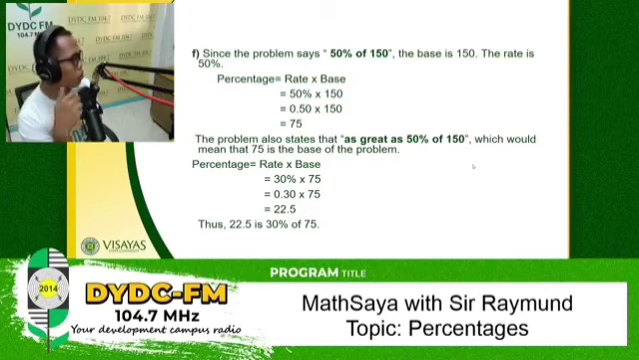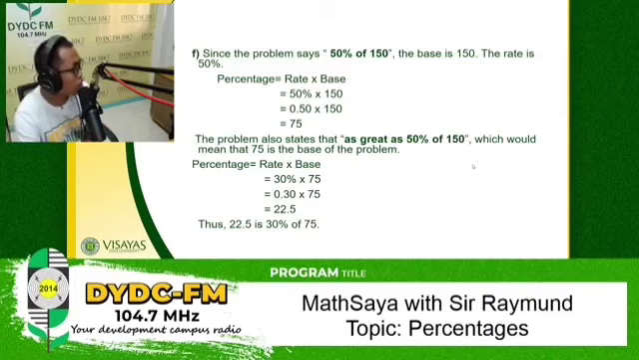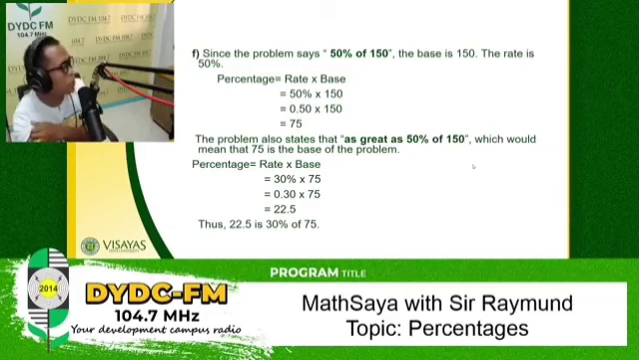Okay? So the problem also states that there is a follow-up question, which would mean that 75 is the base of the problem. So 30% times 75, so 0.3 times 75. So the final answer there is 22.5. Meaning 22.5 is 30% of 75. Okay? Or 30% of the 50% of 150 rather. Okay.